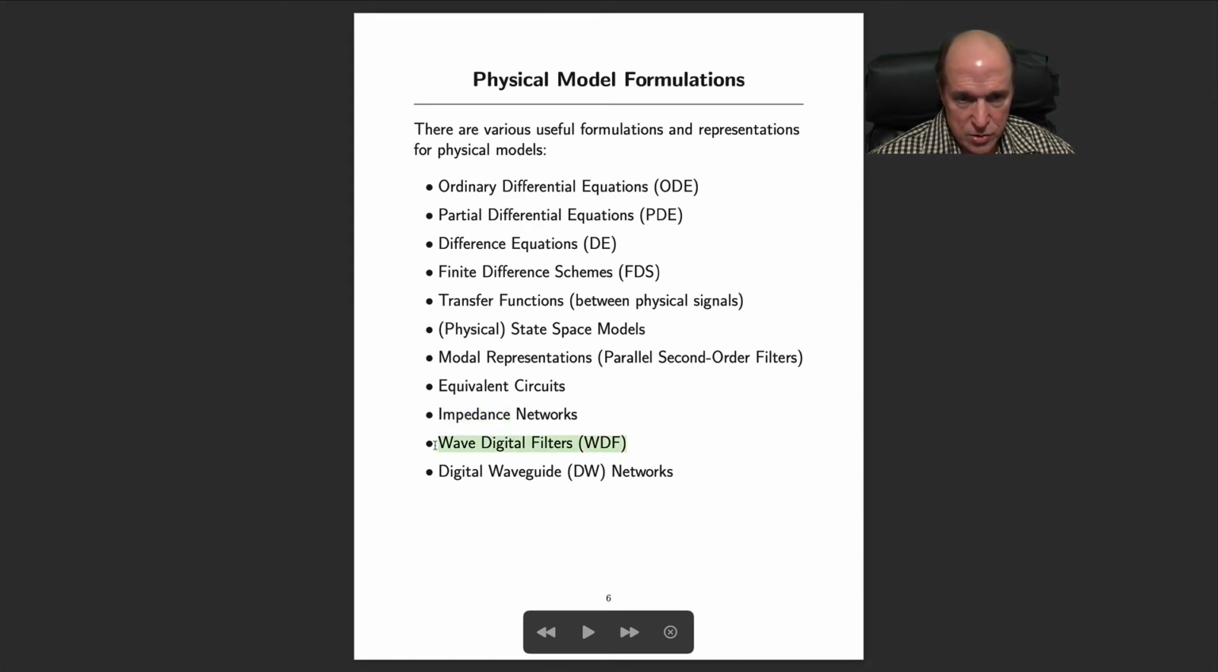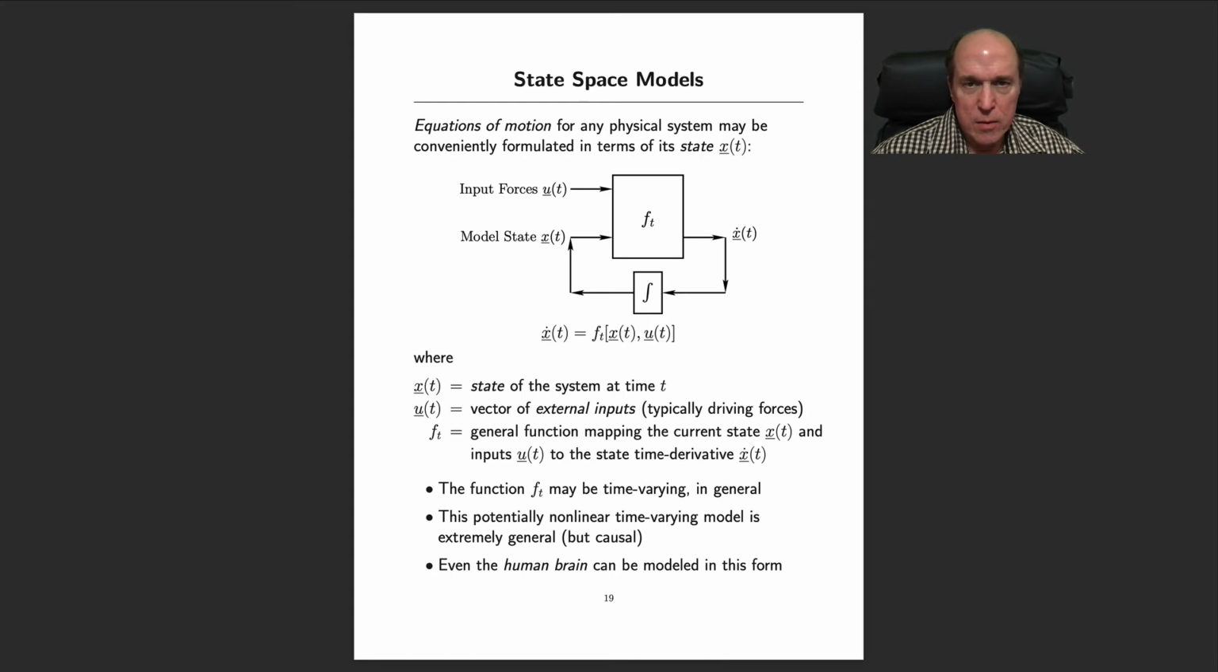And then there's wave digital filters and digital waveguides. All right, so those are the main formulations, I would say. Okay, so let's talk a little bit about state space models.